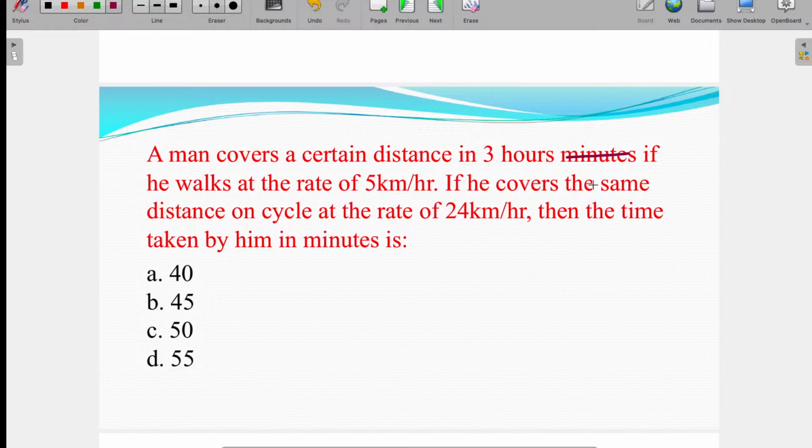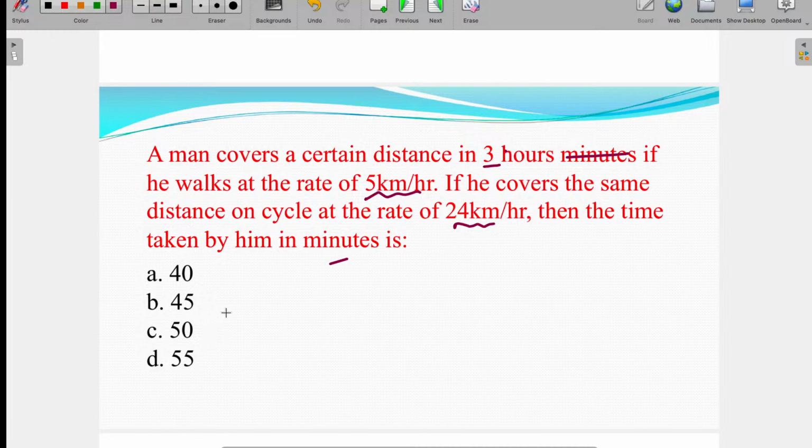Initially he is going 5 km per hour, then he reaches in 3 hours. Now if we go 24 km per hour, how much time will it take? That is the question. I think it is minutes. If he is going 5 km per hour, he reaches in 3 hours, and if we go 24 km per hour, how much time in minutes will it take?